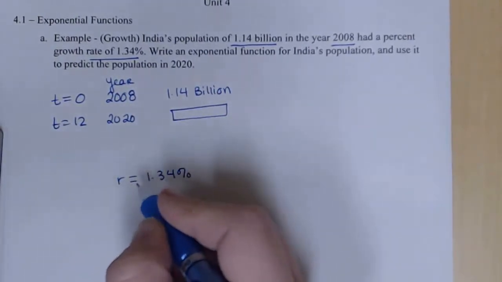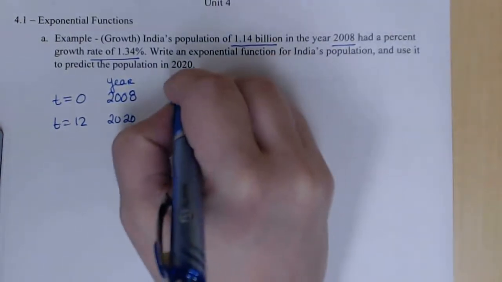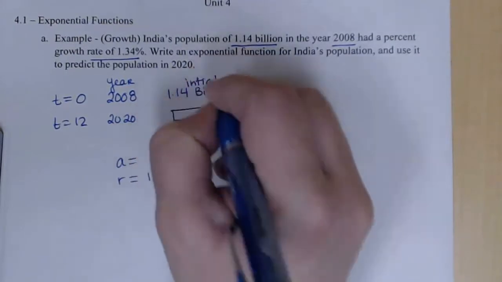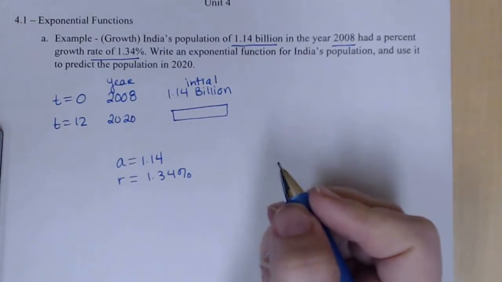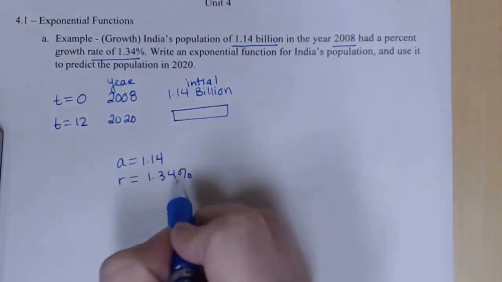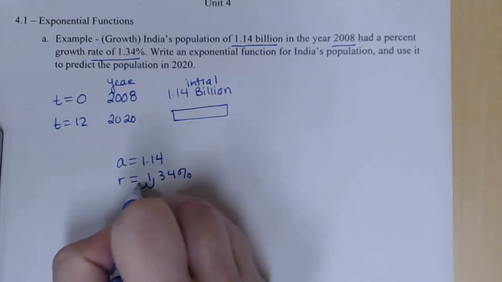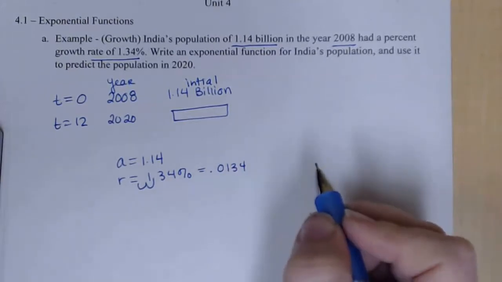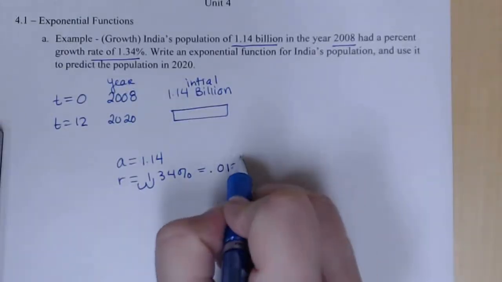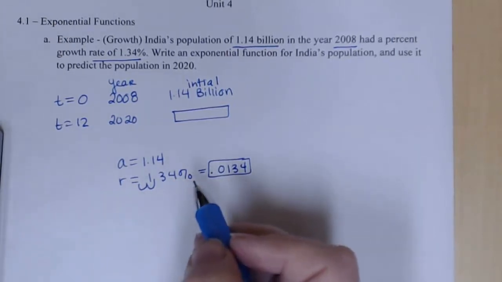So when we're working with this problem, we learned that A was our initial value, and our initial population starting with 2008 was 1.14 billion. So I'm going to use 1.14 for my A. Now when you're working with your rates, we always want to change them into decimals. So I'm going to move it 2 places to the left. So I'm going to be using 0.0134 when I'm working with my calculations. Make sure you also always get it out of that percent.